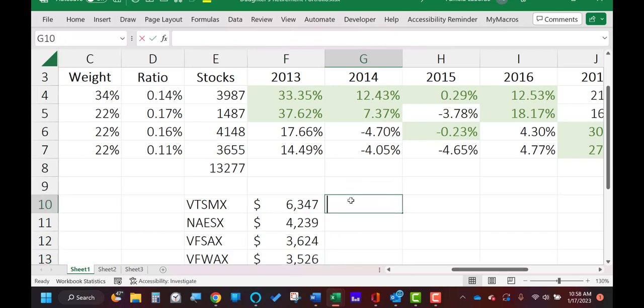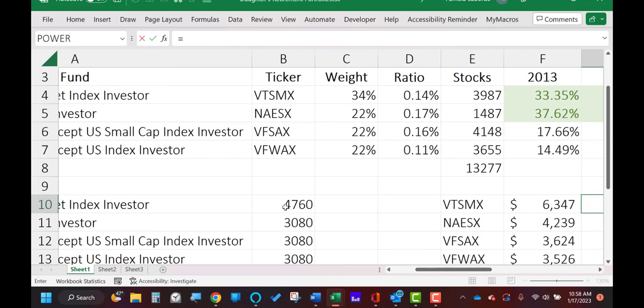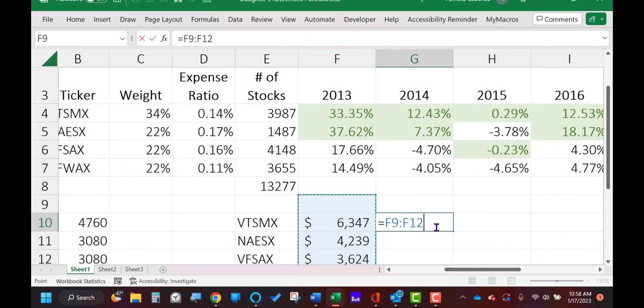So to find out the balance at the end of 2014, I no longer start with these values right here. Instead, I work with these values because that's what the funds are worth now at the end of 2013. I'm going to start with this value for VTSMX, and I'm going to multiply it by 1 plus the return for VTSMX in 2014. So our $63.47 grew not quite by $1,000 to $71.36.